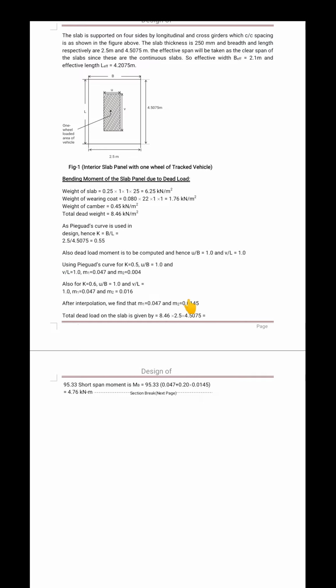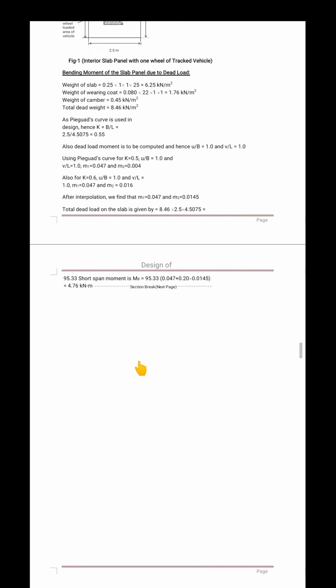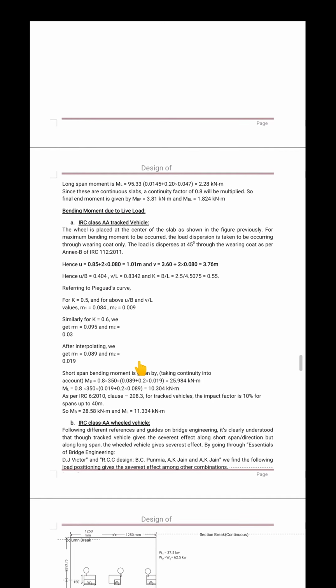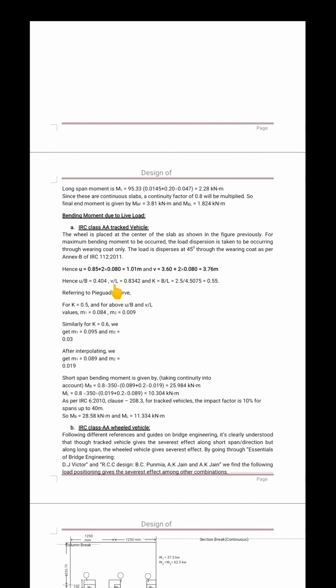But in live load conditions, this is your u and this is your b. So u by b ratio will be there, and this is your v and this is your l. So v by l ratio will also be there, because we are considering one tracked wheel here for the purpose of movement. Clear? Clear with this now? How is it?